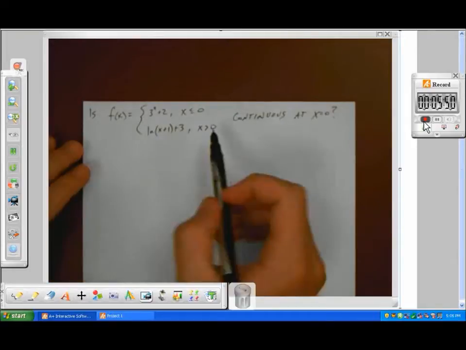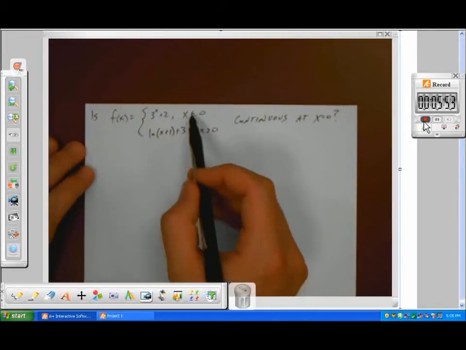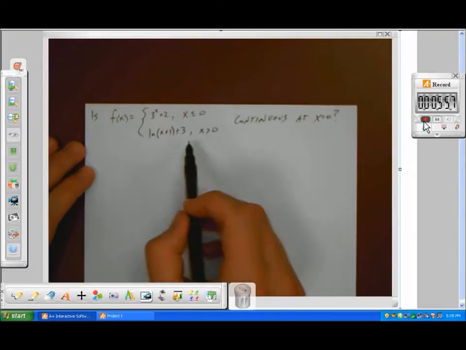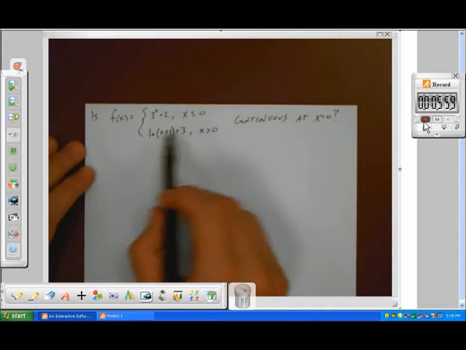By the way, we call this a piecewise function because it's got two different parts depending on where you are. For values less than or equal to 0, you use the top branch. If you're talking about something greater than 0, it's this bottom branch.